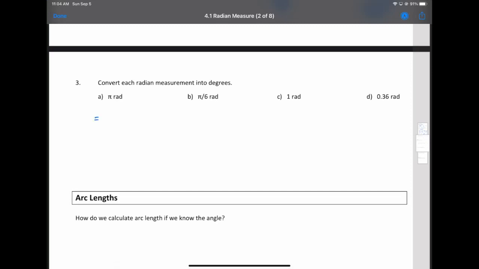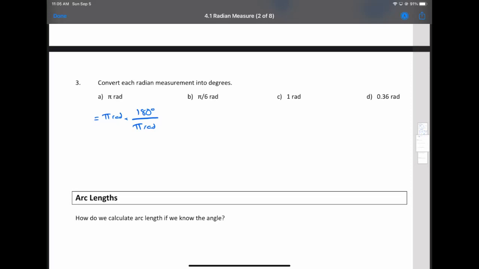We're going to use the same trick we did before with any unit conversion. We start off with pi radians, and we multiply by a fraction equal to 1. And for that fraction, again, we're going to use 180 degrees equals pi radians. This time we want to get away from radians, so we're going to put that on the bottom. And on the top, we're going to do 180 degrees.